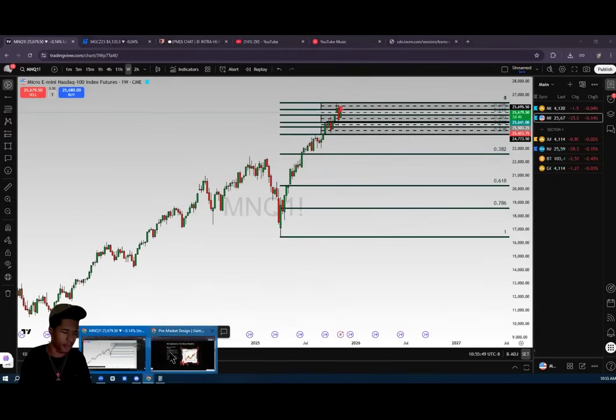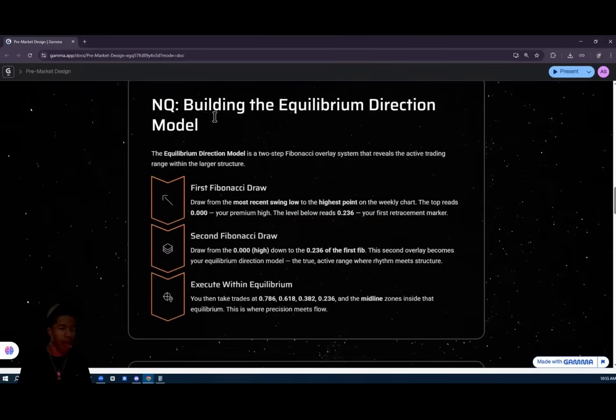Just to recap. NQ, building the equilibrium direction model. It says the equilibrium direction model is a two-step Fibonacci overlay system that reveals the active trading range within the larger structure. Your first Fibonacci, you start from your swing low to your highest point if the trend is bullish. If the trend is bearish, you start from your highest point to your lowest point. Then draw your second Fibonacci from the 0 to the 236 if it's bullish, or from the 0 to the 786 if it's bearish.